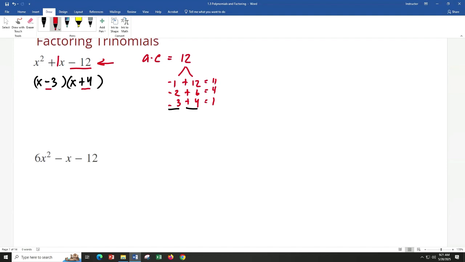Same method for the second one. I don't want to get, like I said, too hung up. But I would do what? 6 times what? Yeah, 6 times 12, what's that going to be? Maybe we'll do that in your head real fast.